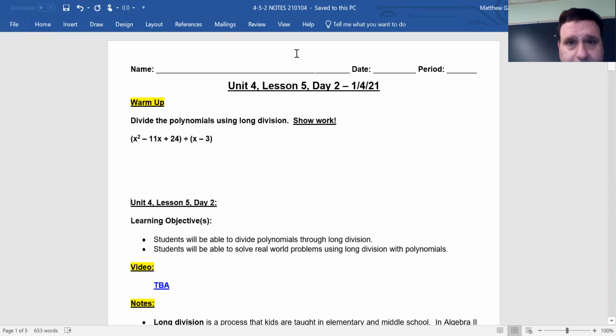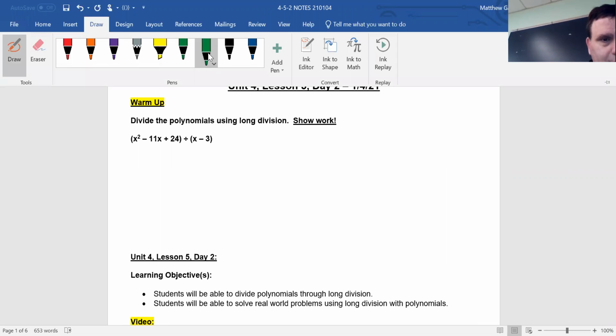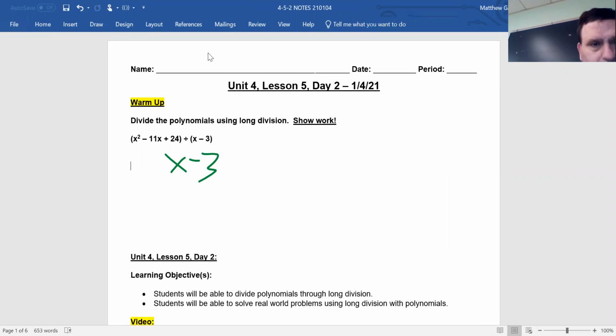We don't see anything here, but the answer should be x minus 8. So let's go through that. Should be getting x minus 8 if I'm reading this correctly. So just going back to what we did before, we call the trinomial the dividend. That goes inside what we call the house. And the divisor, x minus 3, goes outside.